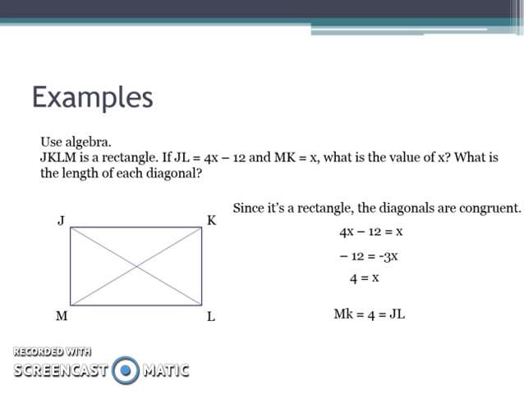Right? That's all there is to the properties of special parallelograms. Good luck on the practice.